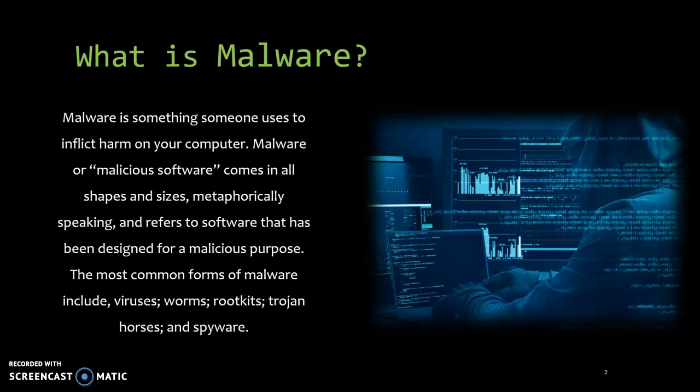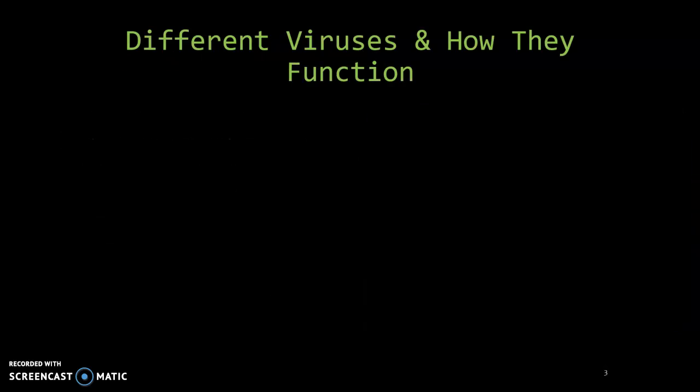What is malware? Malware is something someone uses to inflict harm on your computer. Malware, or malicious software, comes in all shapes and sizes, metaphorically speaking, and refers to software that has been designed for malicious purpose. The most common forms of malware include viruses, worms, rootkits, Trojan horses, and spyware.